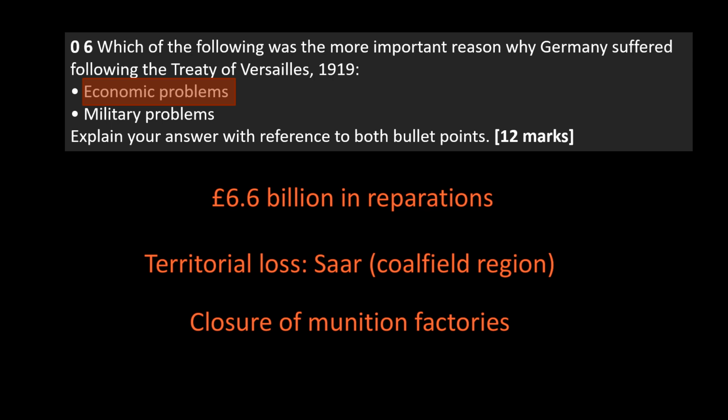The loss of resources made it harder for the German economy to recover, and in turn to pay the reparation fee. Furthermore, the sudden economic decline resulted in the closure of factories. To link this to military problems, you could explain how many factories were creating weapons during World War I.